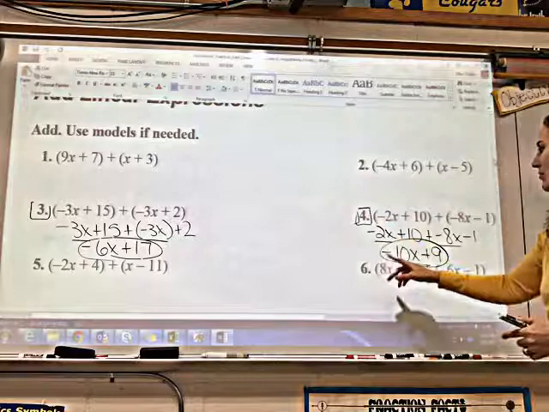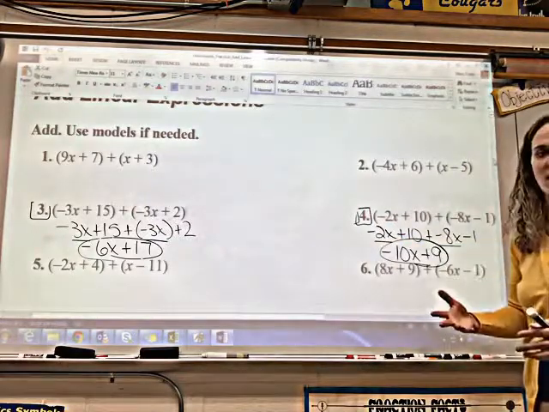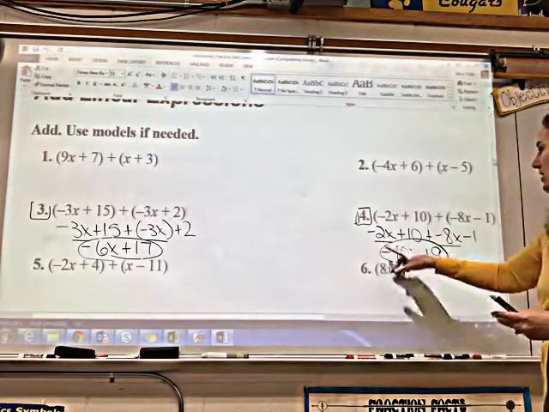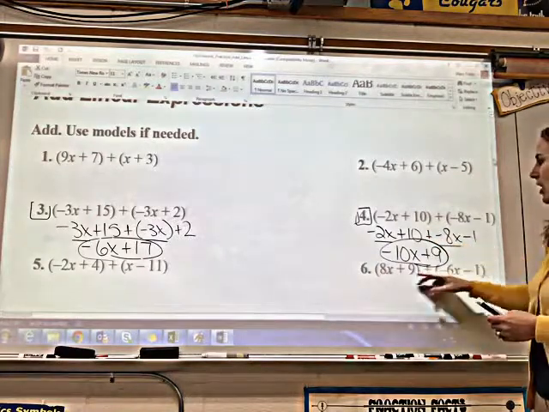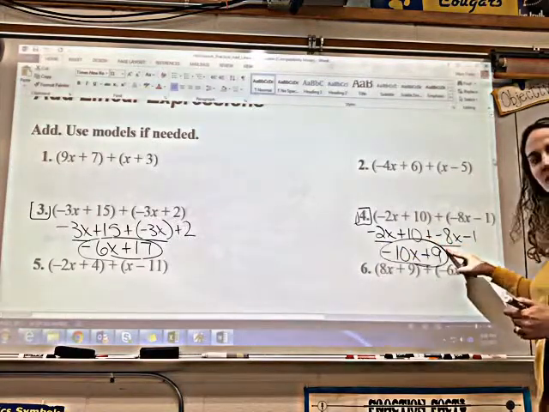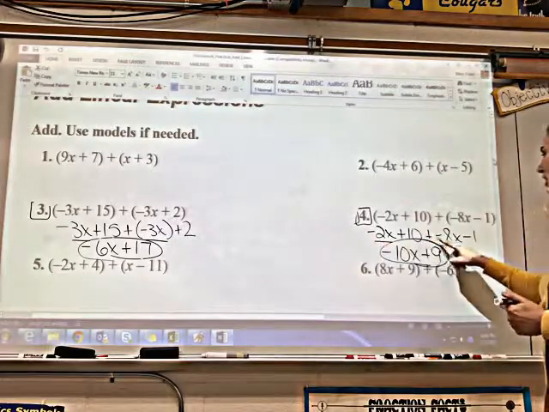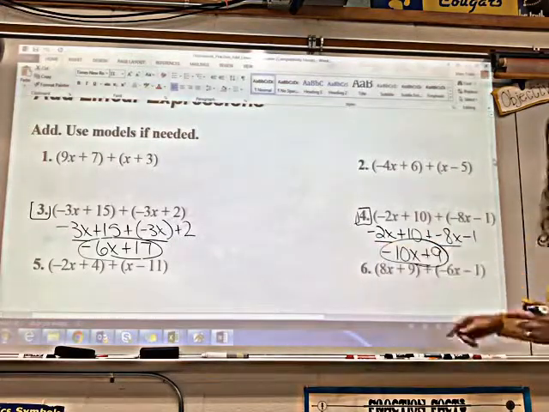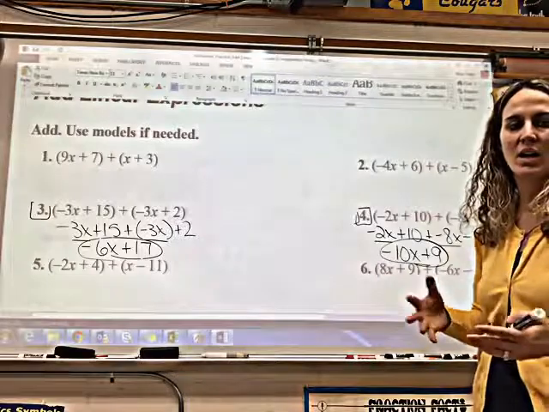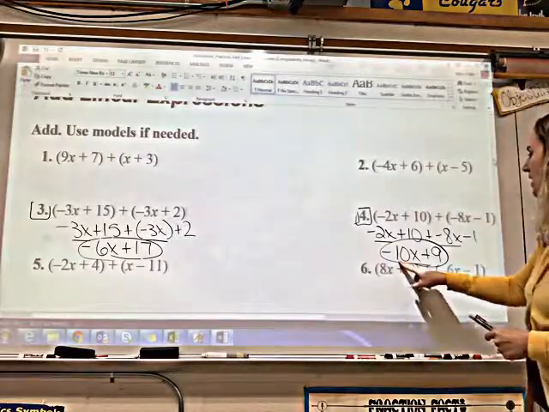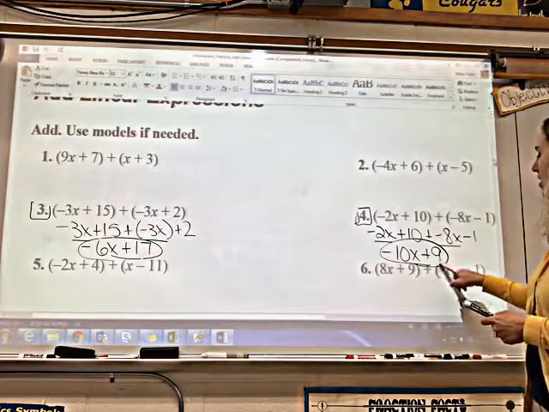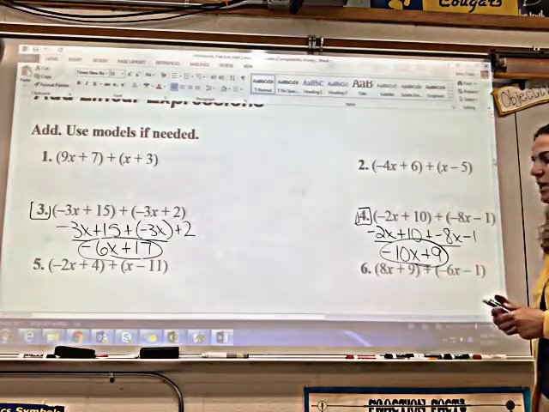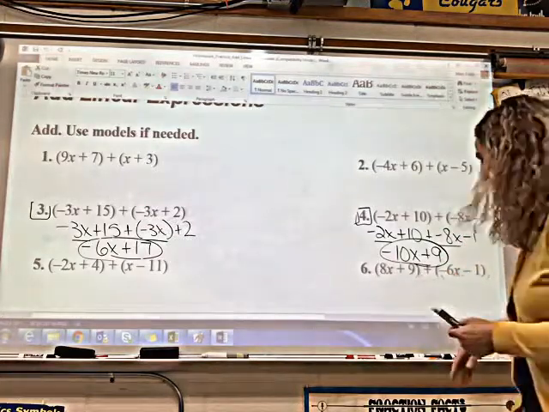As I take a look at number 4, again, I went ahead and wrote it down without the parentheses. So negative 2x plus 10 plus negative 8x minus 1. I underlined my x's. I'm thinking negative 2x plus negative 8x. They're both negative, so I'm going to go ahead and add them. 2 negatives plus 8 negatives would give me 10 negatives. And then I have 10 minus 1, or 10 plus negative 1, would be plus 9. So we should get negative 10x plus 9.